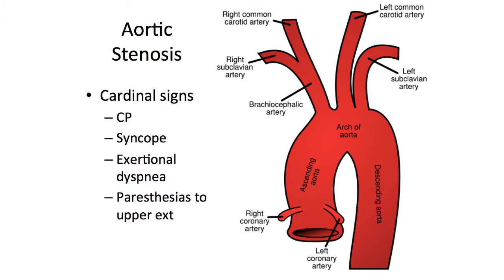In order to visualize the symptoms of aortic stenosis, think about the aorta. You're going to have decreased blood flow through the first branch, or the coronary arteries. You'll have decreased blood flow through the right and left carotid arteries, as well as the left subclavian artery. This poor blood flow produces the cardinal signs of aortic stenosis: chest pain, syncope, exertional dyspnea, and paresthesias to the upper extremities.